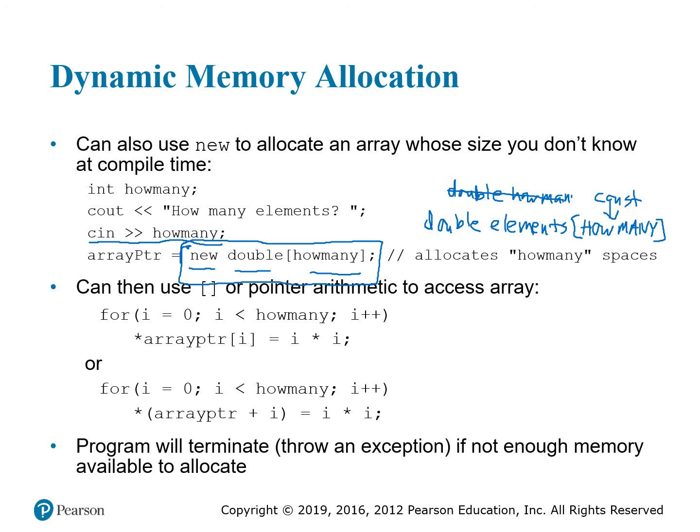Okay, and we can then use either square brackets or pointer arithmetic to access the array. We can say star array pointer at I, or star array pointer plus I. Either way works. Okay.